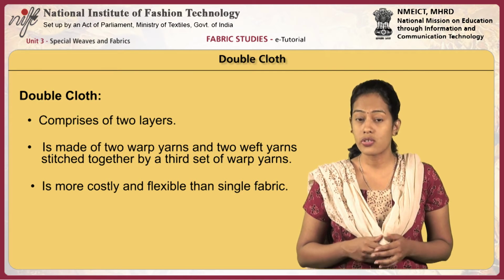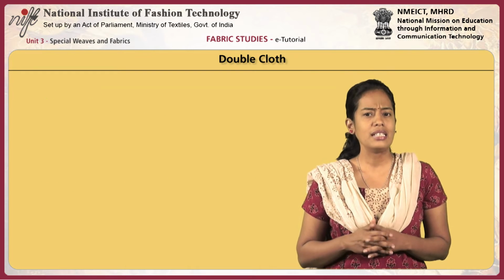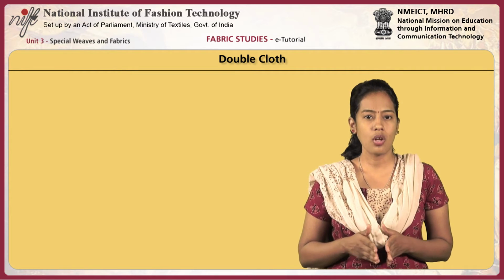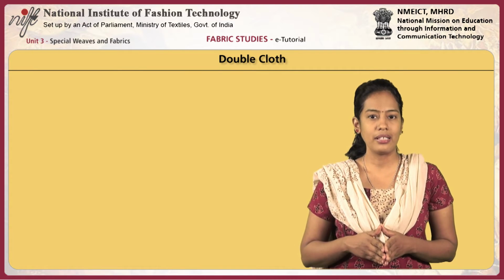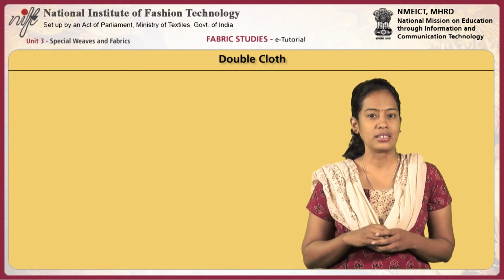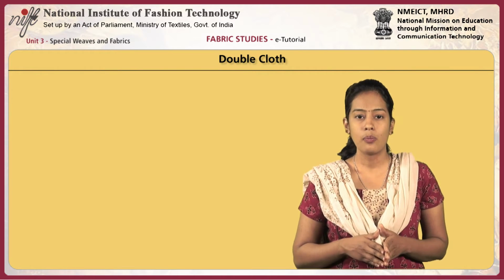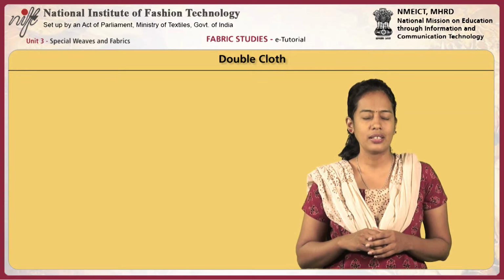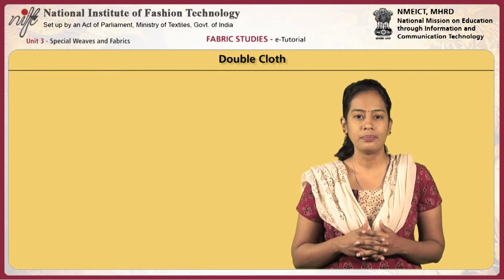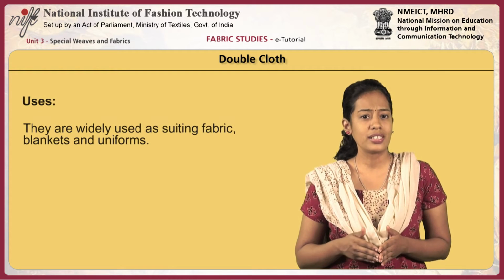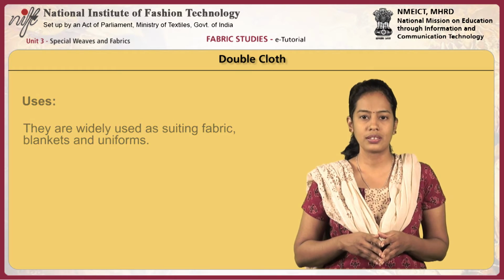The fabric is costly and flexible than a single fabric. In certain cases, the double cloth is split into 2 layers and used as fabrics with surface fibers. They are generally produced as fabrics with 2 different surfaces, hence they are used as reversible garments. They are widely used as suiting fabrics, blankets and uniforms.